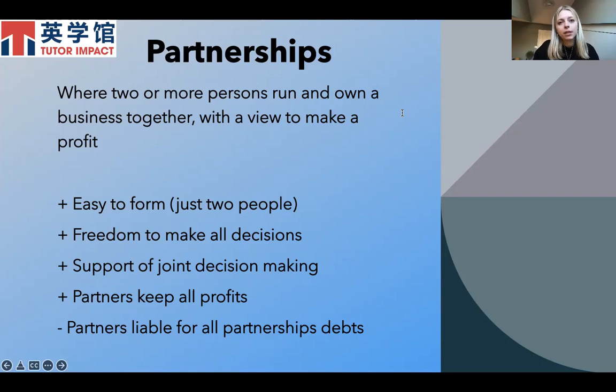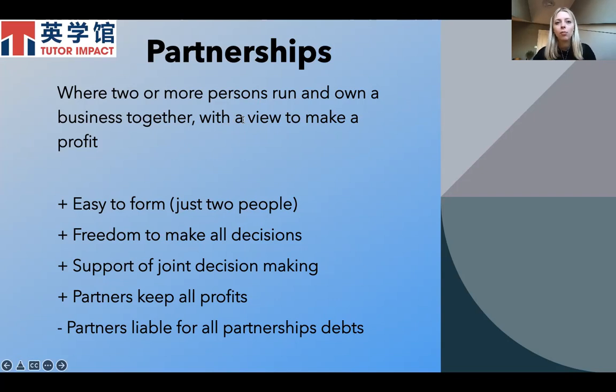So if there is a big decision to make, it means that the owners have each other to sort of discuss and rely on when it comes to making decisions, rather than there just being one person in control. Similarly to the sole trader, however, the partners are liable for the partnership debts. So just like with the sole trader, the partners are jointly liable for any debts that are outstanding.